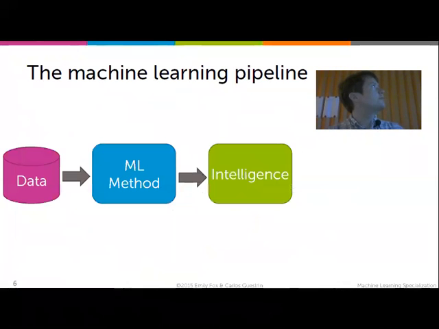Basically, you have some data, you apply different machine learning methods, and based on that, you have intelligence or usable knowledge. Today, we're going to be more in this section. We're not quite at the machine learning yet.